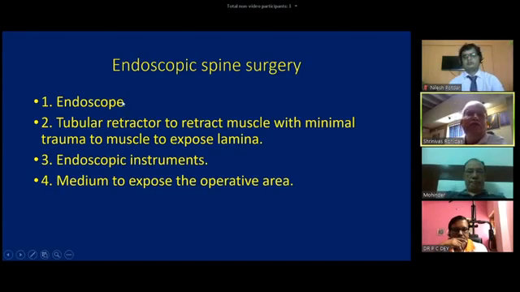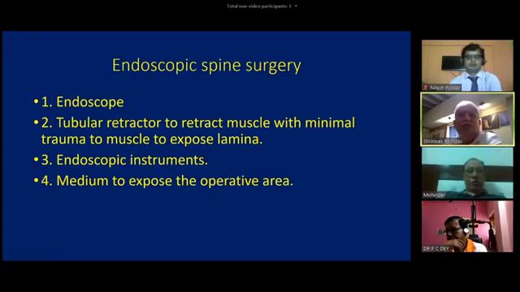Now the endoscope, from 0 degree to angled scope, is necessary according to the system you are using. If the instruments and the endoscope go parallel to each other, it is physics. You cannot use a 0 degree endoscope, you have to use an angled endoscope.